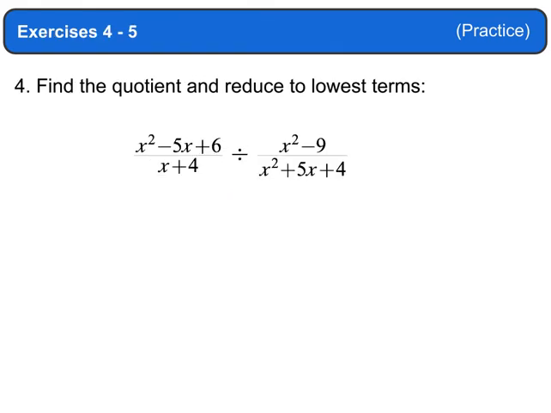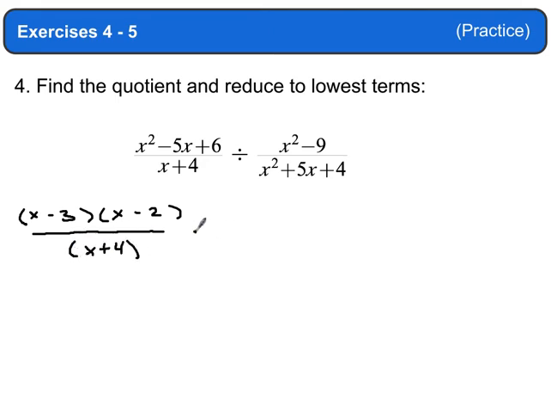For exercise 4, same idea. Remember, we're going to keep this one as is. We're going to change this to a multiply, and then we're going to flip this. But this time, to save a little bit of writing, I'm going to do that as I go. So I already know that I need to factor the numerator of my first fraction. So I put an x and an x. We're going to have a minus 3 and a minus 2. That's going to be over x plus 4.